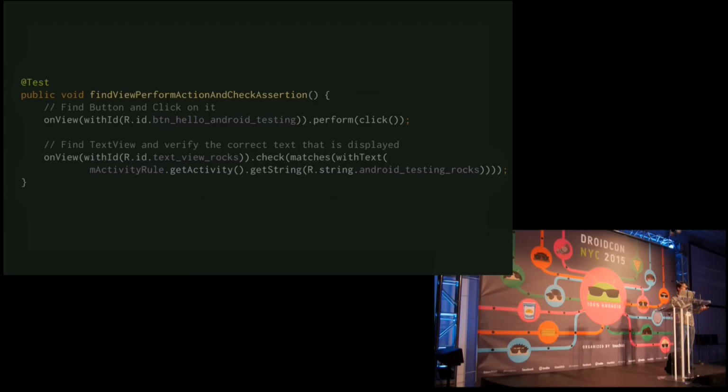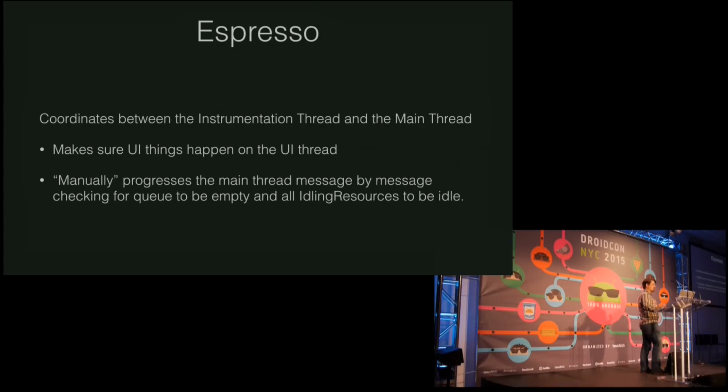Looking at the view has to happen on the main thread. Performing the click has to happen on the main thread. But here, it reads nicely, and you don't have to worry too much about that coordination between the main thread and the instrumentation thread. So Espresso does a lot of things, but two of the things that it can do for you, it makes sure the UI things happen on the UI thread. In that last code, you didn't really have to worry about the UI thread, but Espresso underneath was making sure that the UI things happen on the UI thread.